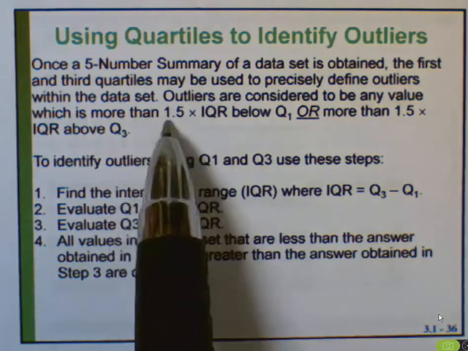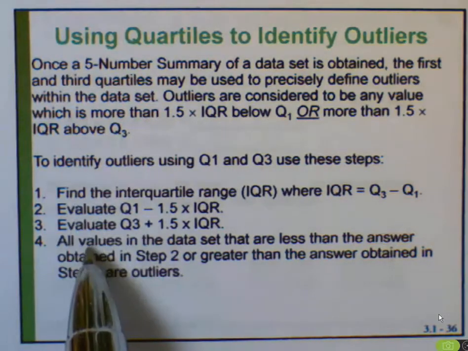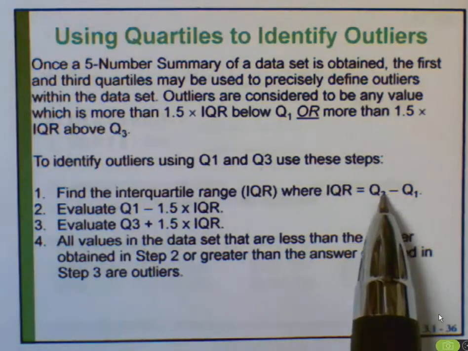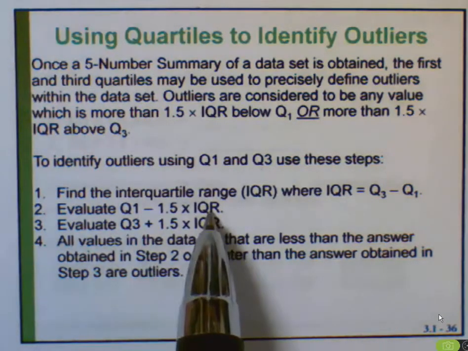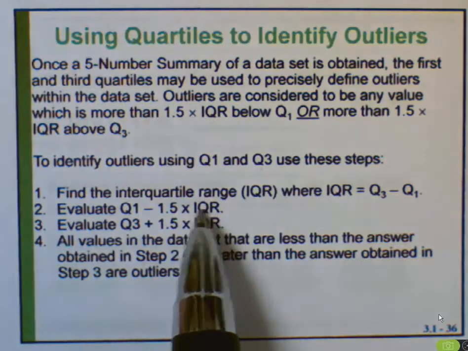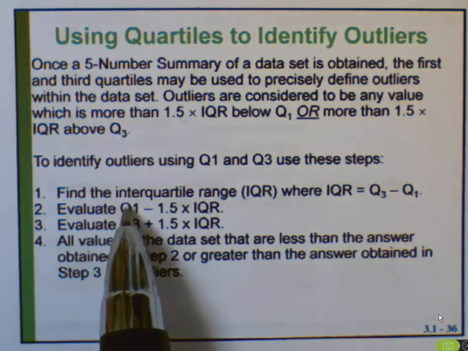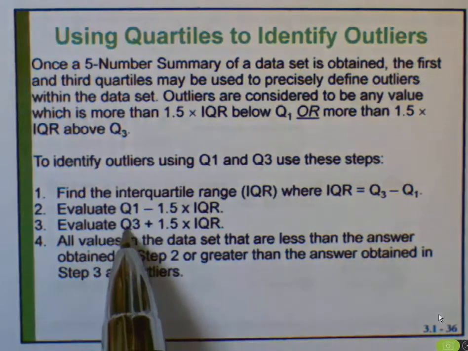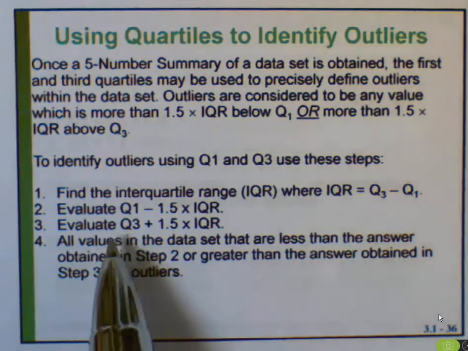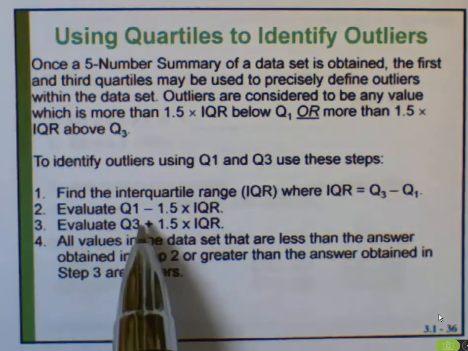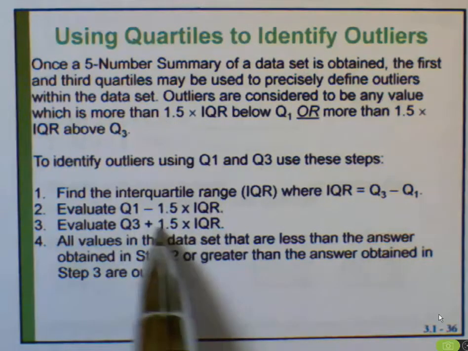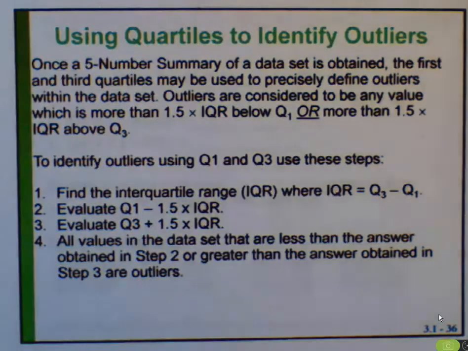That's a difficult sentence, so this breaks it down in steps. Find the interquartile range. Multiply 1.5 times the interquartile range. Subtract that from the first quartile. Add that to the third quartile. Then any values which are less than the answer in step 2 or more than the answer in step 3 are outliers.